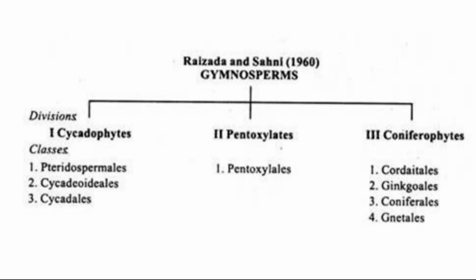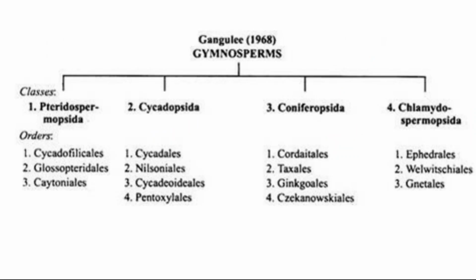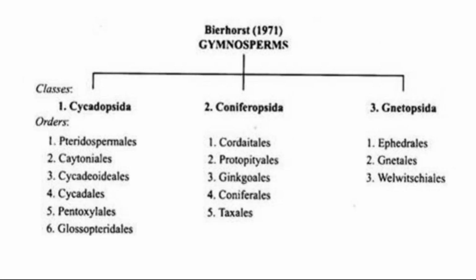Then Rai Zada and Sahni in 1960 divided gymnosperms into 3 divisions: cycadophytes, second pentoxylates, and the third coniferophytes, and these divisions were further divided into classes. Then Ganguly in 1968 divided gymnosperms into Pteridospermopsida, Cycadopsida, Coniferopsida, and Chlamydospermopsida classes, which are further divided into orders.